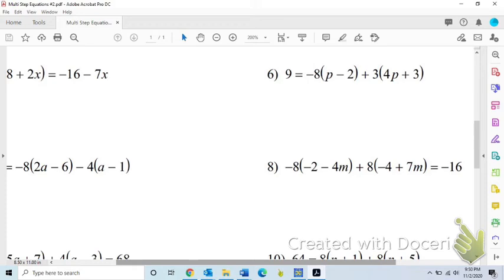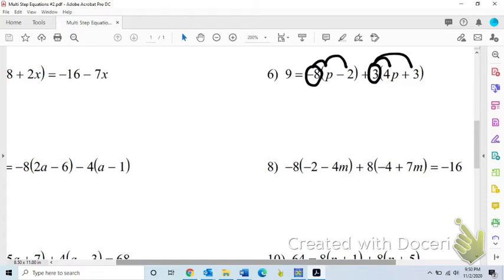Okay, moving on. Number 6. So notice on number 6, after the first 5, we have 2 distributions, but we have them both on the same side of the equal sign. So we're going to take that -8, distribute it. We're going to take that 3 and distribute it. Now it's the same general idea, it's just tougher.